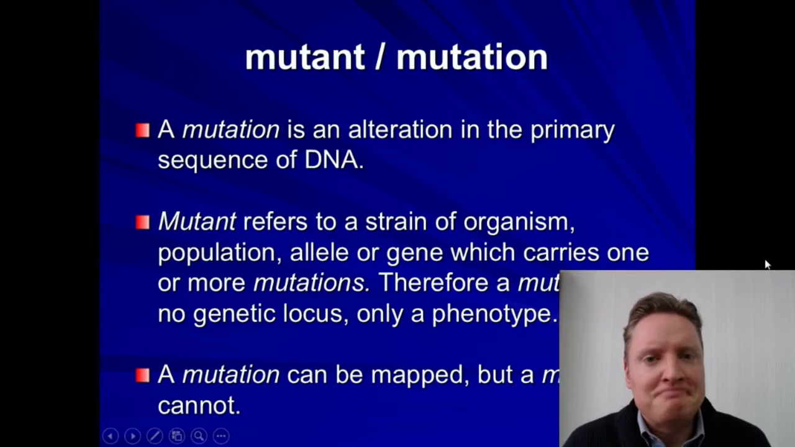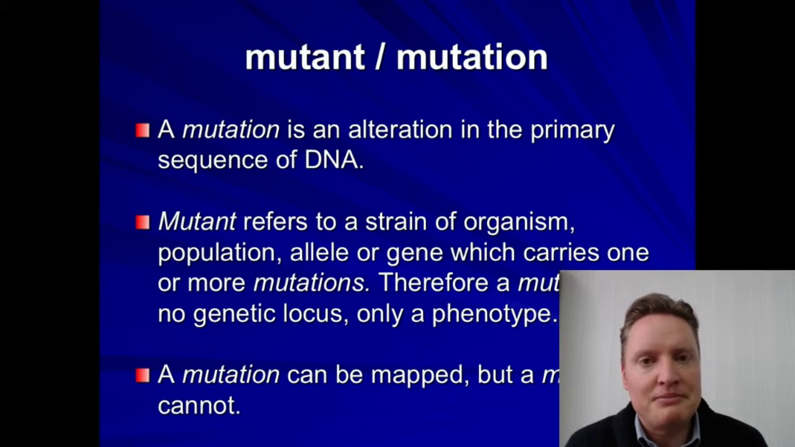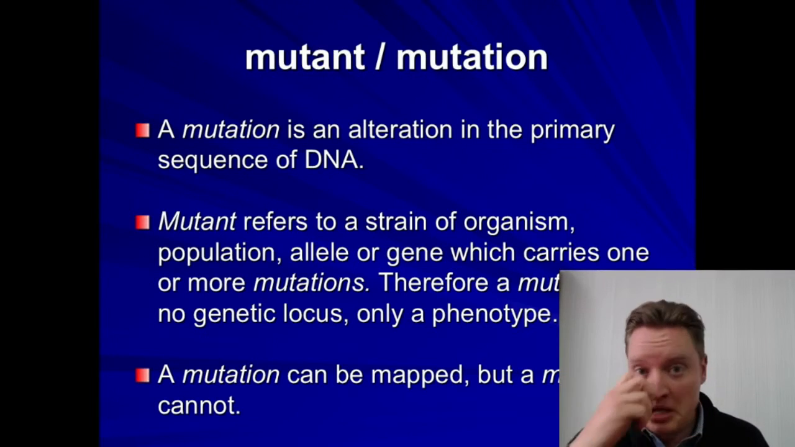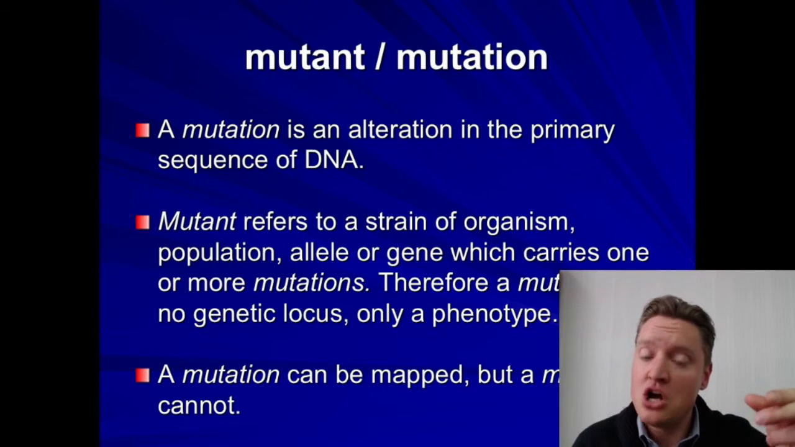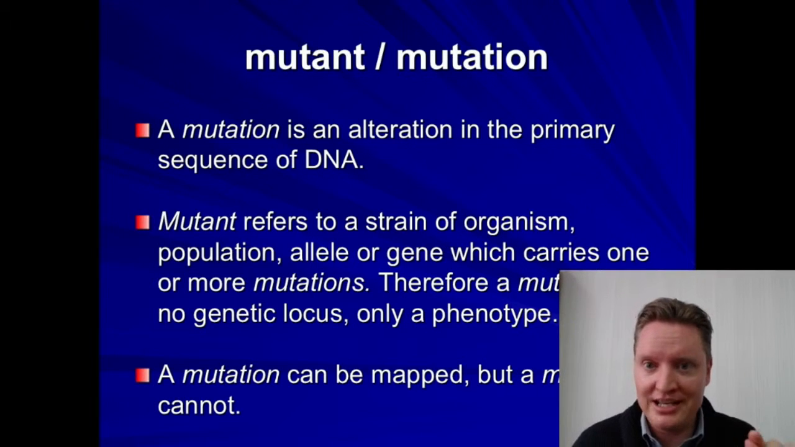Mutant and mutation, another mistake that we sometimes see when we are revising papers. The key point is a mutation is an alteration in the primary sequence of a DNA. So we have a DNA, and now the sequence is changed in some way. That's a mutation. Now, a mutant is for a strain of organism, allele or gene that carries one or more mutations. So a mutant is the whole allele or the whole gene itself. A mutation is an adjustment or a change on the DNA strand itself.